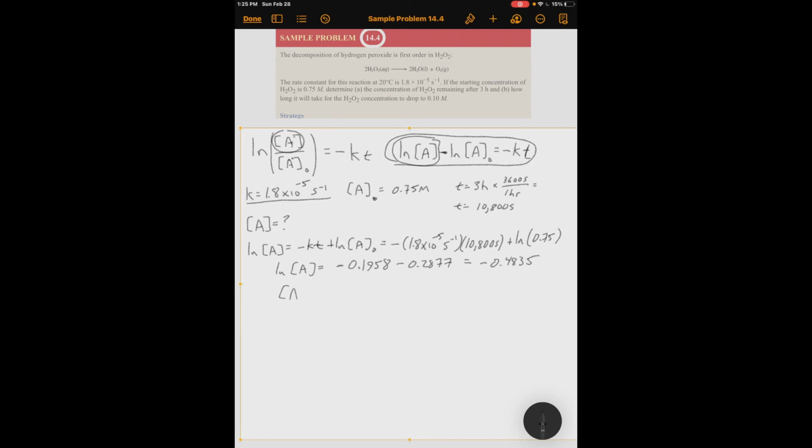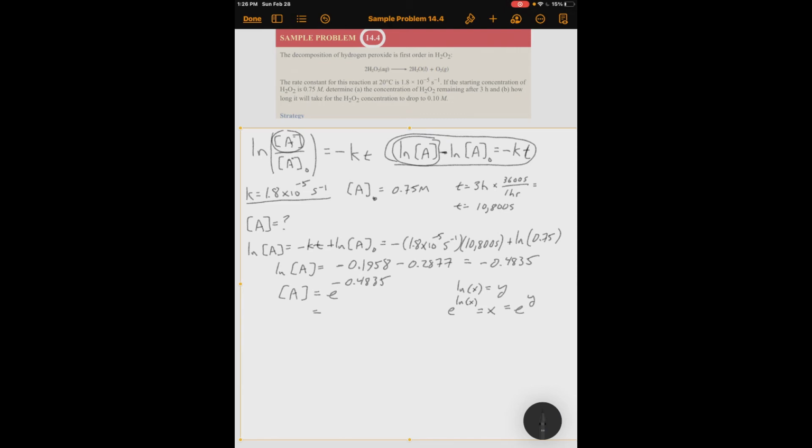So A, how do we deal with that? The inverse function of natural log: if you want to figure out what x is, you say e to the ln of x. That gives you x. So you've got to do e to both sides, e to the y. So same thing here. A would be e raised to the minus 0.4835. Okay? So that's the exponential function. Sometimes on your calculator it's written as exp.